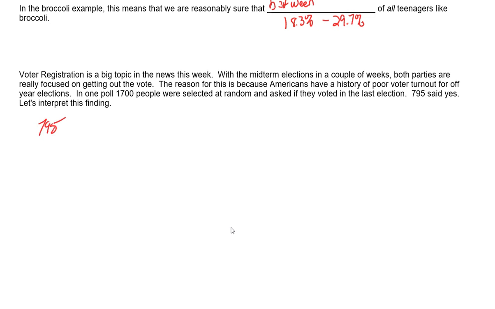795 out of 1,700. This is our sample proportion. So if I get my calculator out, that's going to be 46.8%. Now my margin of error. My margin of error is going to be 1 divided by the square root of 1,700, right? That's how many people were in the poll. So 1 divided by the square root of 1,700. That's going to give me plus or minus, always do margin of error with plus or minus, 2.4%.